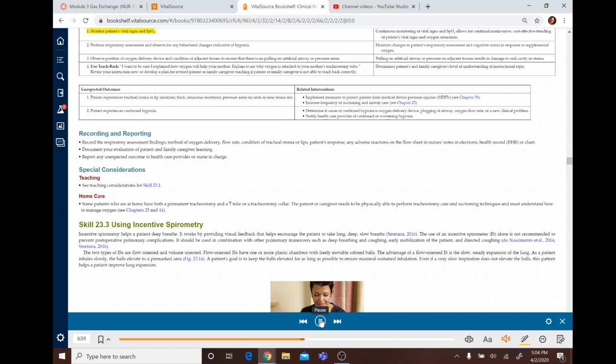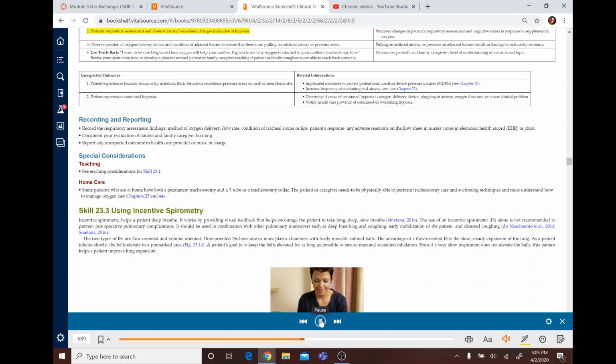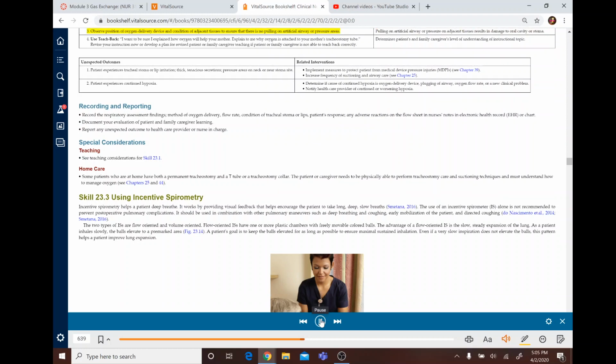Evaluation. 1. Monitor patient's vital signs and SpO2. Continuous monitoring of vital signs and SpO2 allows for continual non-invasive, cost-effective trending of patient's vital signs and oxygen saturation. 2. Perform respiratory assessment and observe for any behavioral changes indicative of hypoxia. Monitors changes in patient's respiratory assessment and cognitive status in response to supplemental oxygen. 3. Observe position of oxygen delivery device and condition of adjacent tissues to ensure that there is no pulling on artificial airway or pressure areas. Pulling on artificial airway or pressure on adjacent tissues results in damage to oral cavity or stoma.